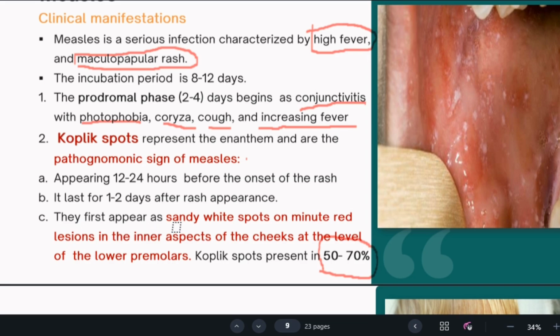They first appear as sandy white patch spots on a minute red base. Their location is very distinctive: the inner aspect of the cheeks at the level of the lower premolar. On examination we will see white sandy patch spots on a red base, and the base is red and located at a distinctive place, the level of the lower premolar. This is the Koplik spot.